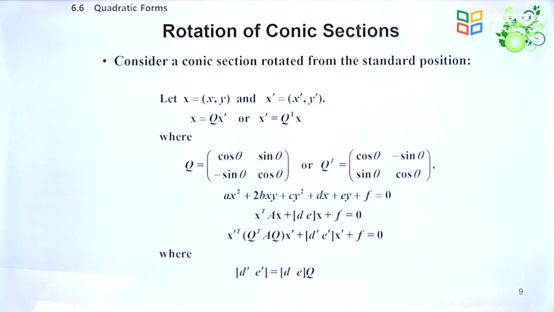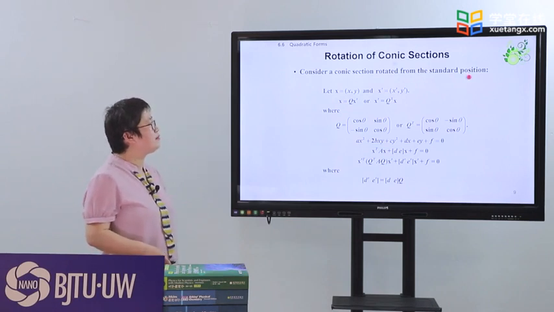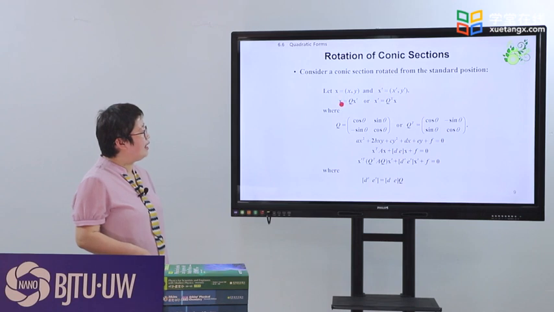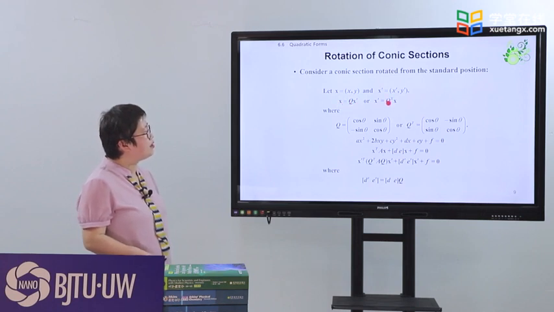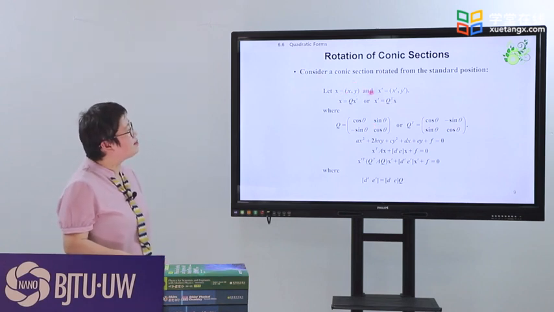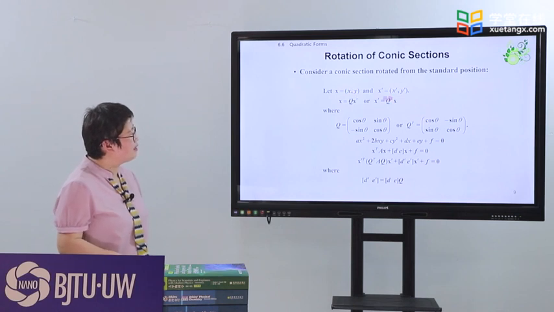Okay, now we consider rotation of conic sections. Consider a conic section rotated from the standard position. Let x be (x, y) and x prime be (x prime, y prime), with x equals Q times x prime, and x prime equals Q transpose times x. So here should be transpose, okay? Here is a column vector, so we write just like this.